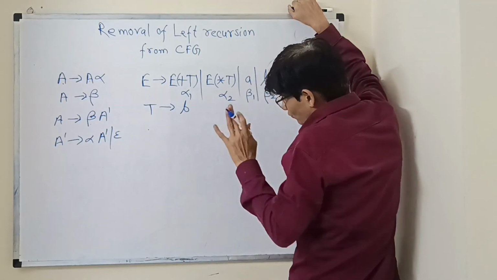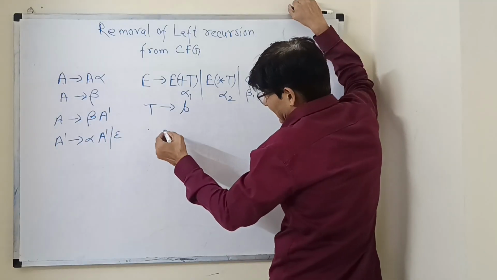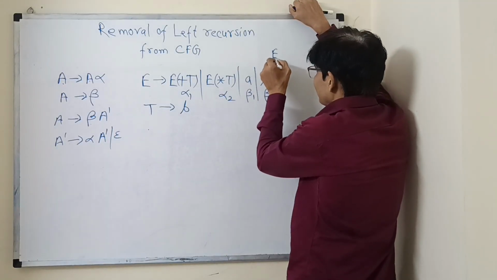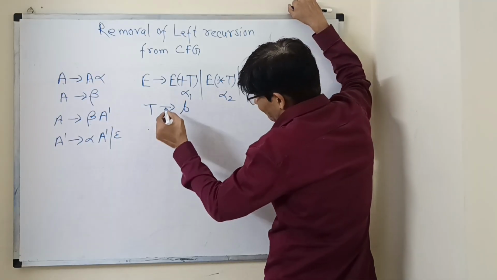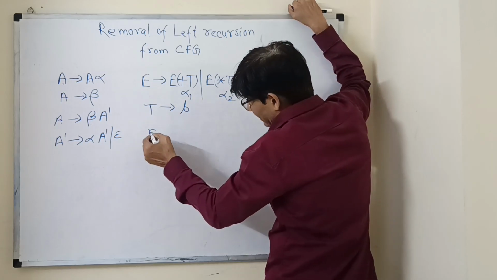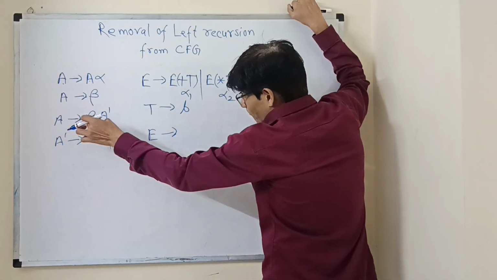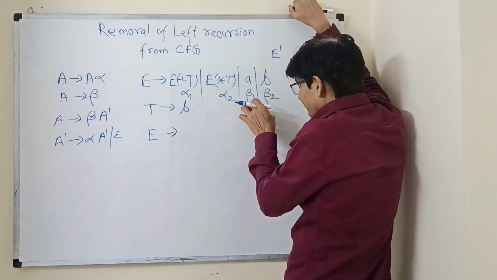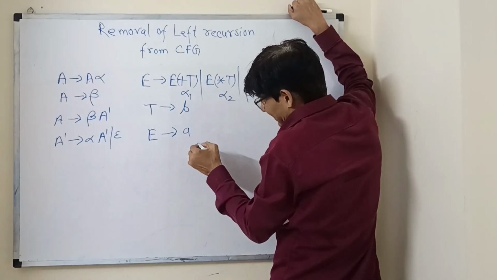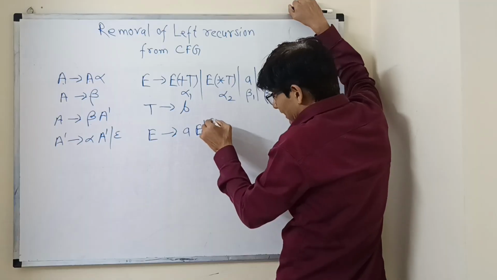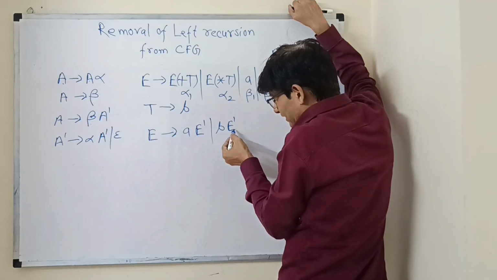Now we will try to convert all these productions into right recursive ones. So we will add one more variable here, E'. If I'm using E' here, first I will write the production of E. For the production A gives beta A', how many betas are there? Two betas. So I will write beta 1, that means small a, E', and small b, E'. So beta 1 A' and beta 2 A'.